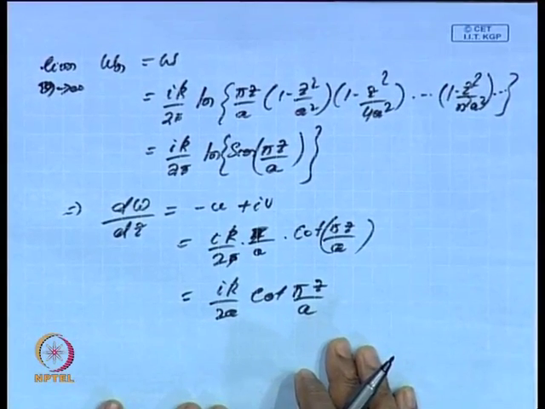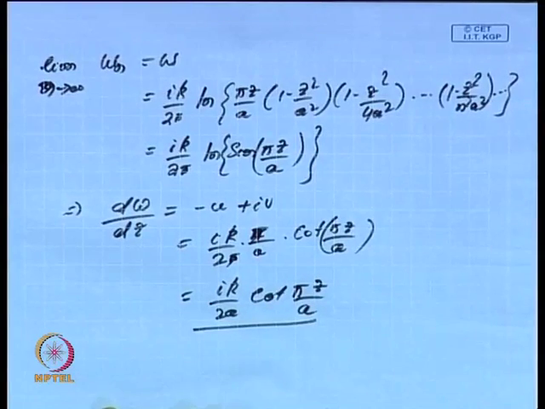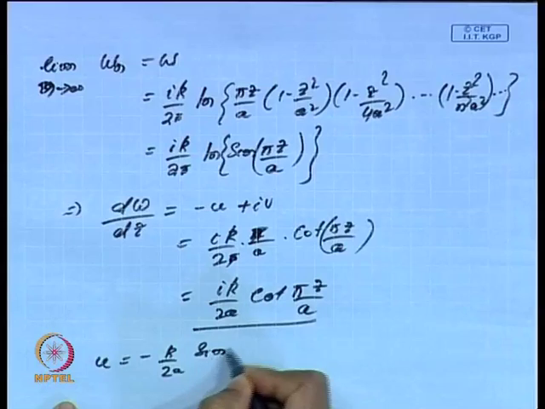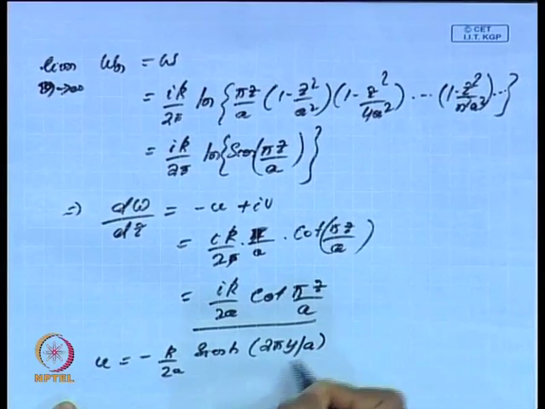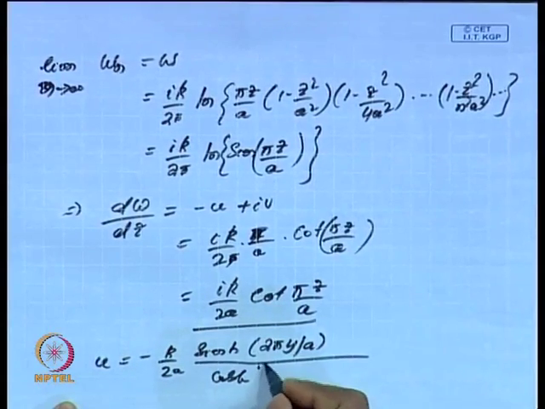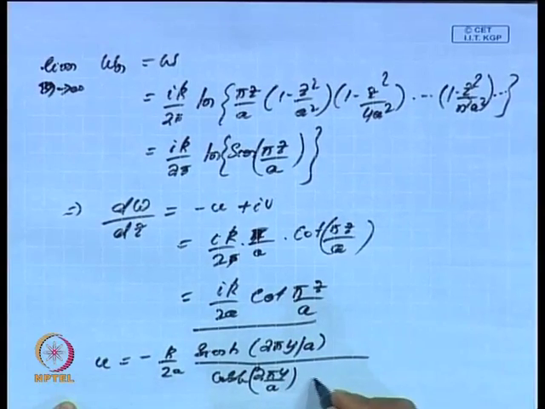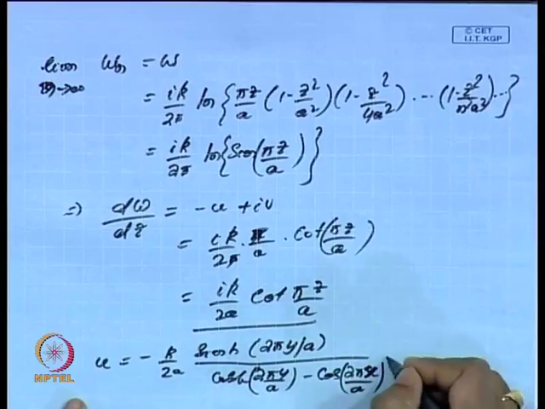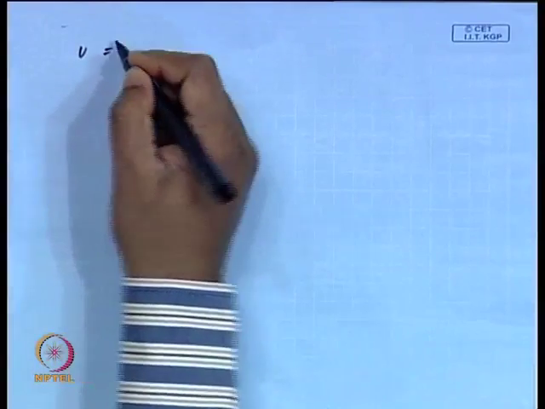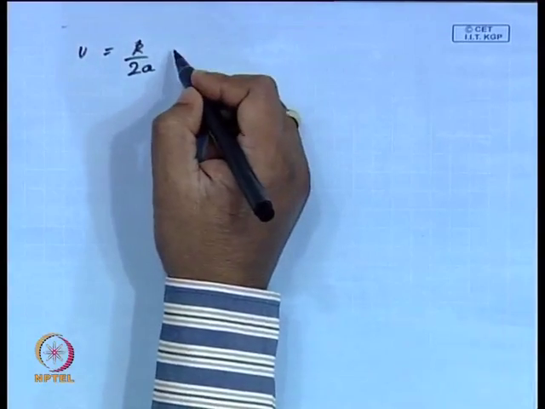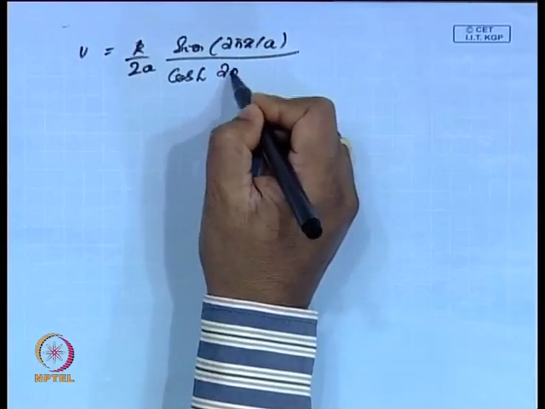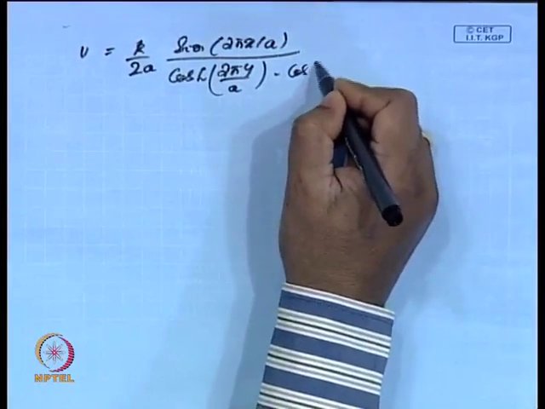And if I simplify further, if I separate it in terms of cosine and sine and expand it, my u I will get minus k by 2a sinh 2 pi y by a divided by cosh 2 pi y by a minus cos 2 pi x by a, and similarly my v will be k by 2a into sin 2 pi x by a divided by cosh 2 pi y by a minus cos 2 pi x by a.